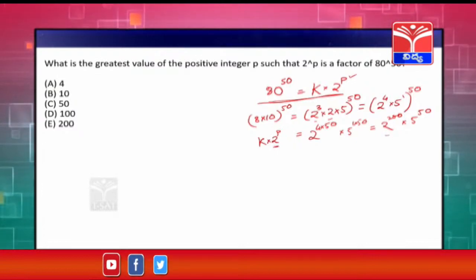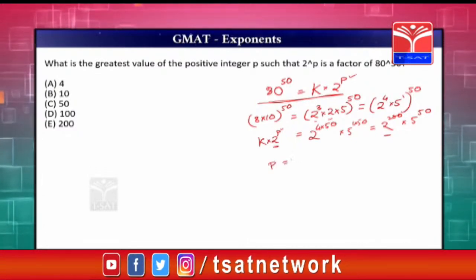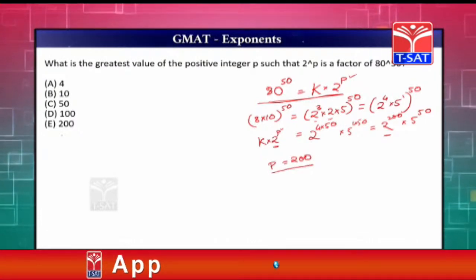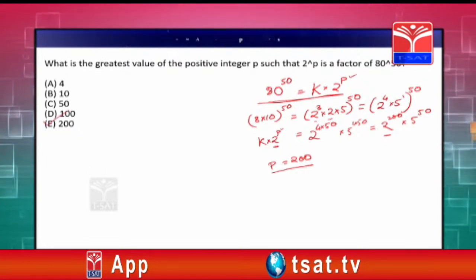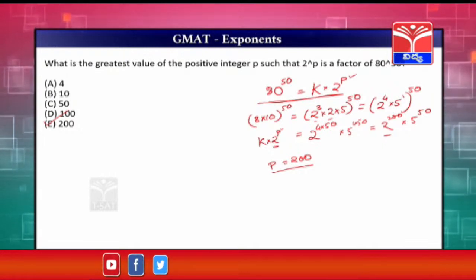When the bases are the same, you can equate the powers. So p is equal to 200. This is the greatest value that p can take, such that 2 to the power of p is a factor of 80 to the power of 50. So option E is our answer.